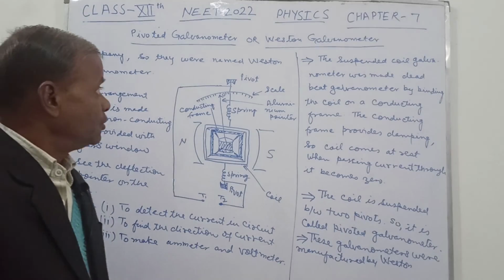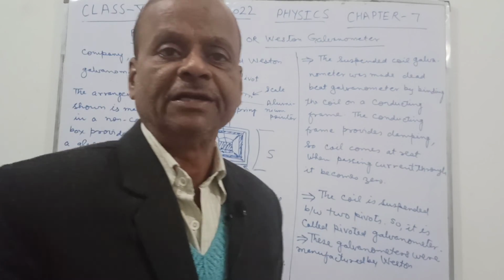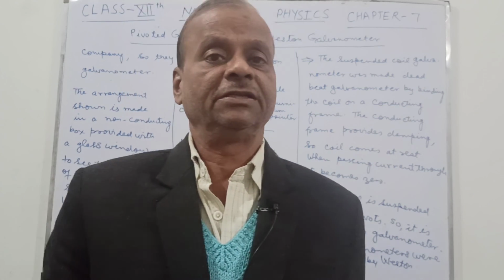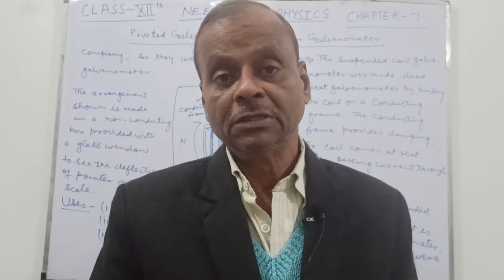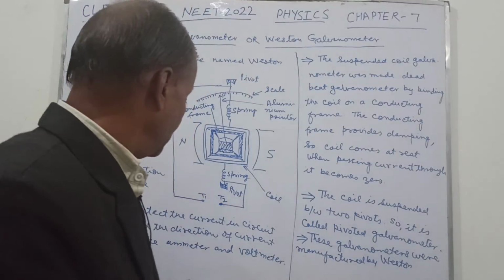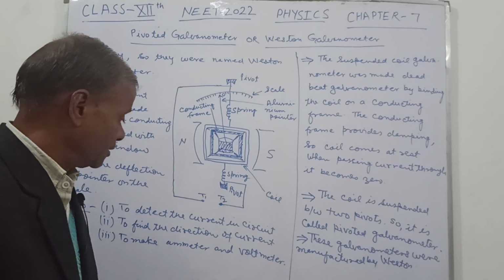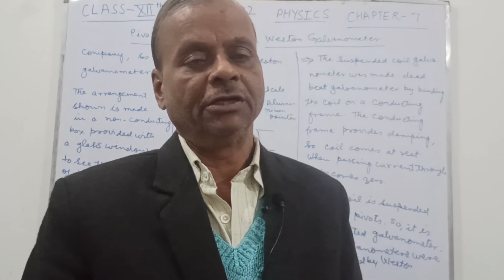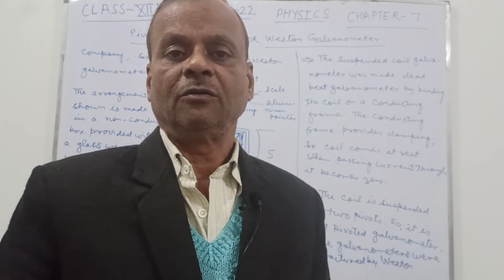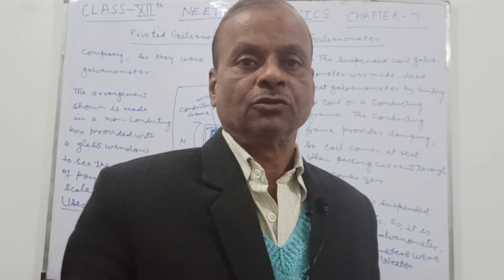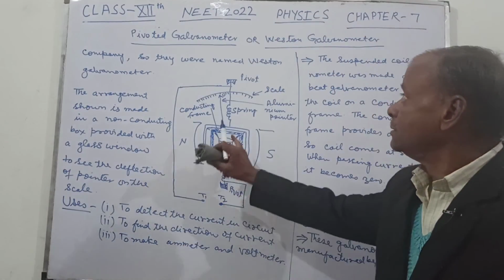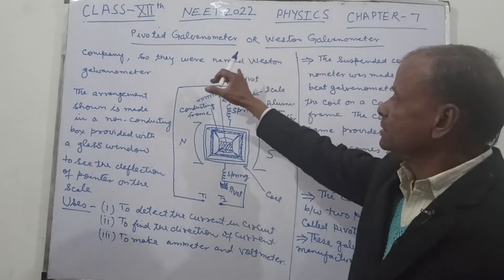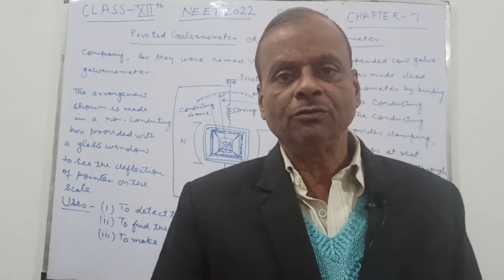So these are the uses of this Weston galvanometer: we can find the direction of the current in the circuit, and also whether there is a current in the circuit or not. And the last one is that we can convert this galvanometer into an ammeter and a voltmeter. So this is about the pivoted galvanometer and the Weston galvanometer. So thank you very much.